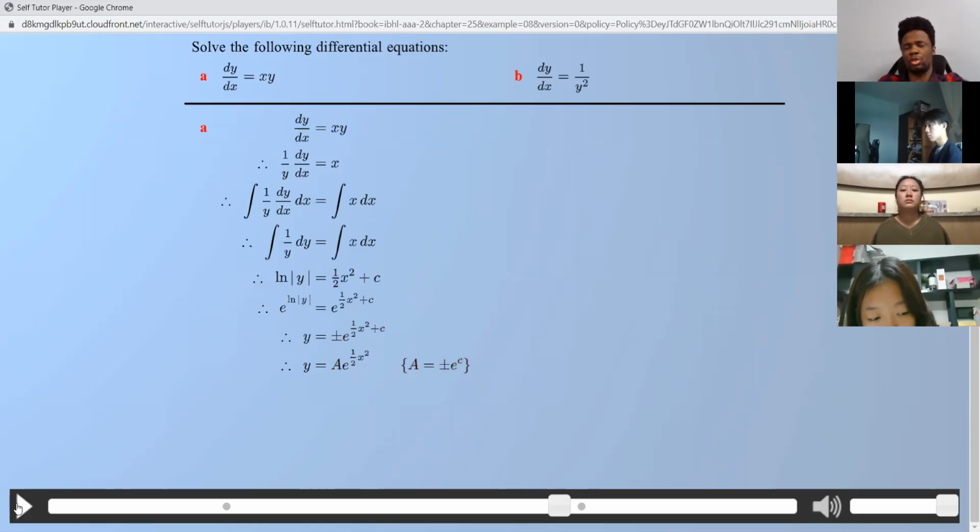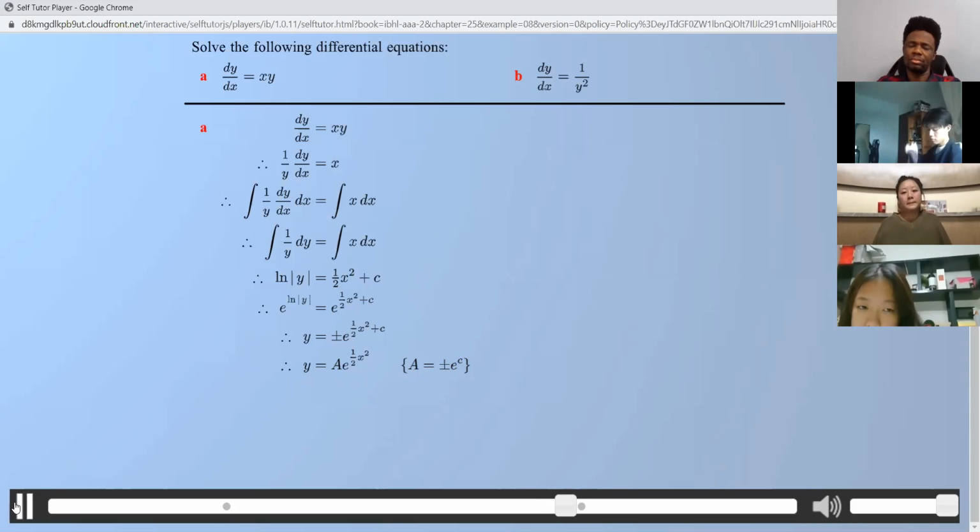So, what kind of solution is this? A general solution. Because depending on the initial condition, you can get the value of a. Then you can have a particular solution. Now let's look at the second one.